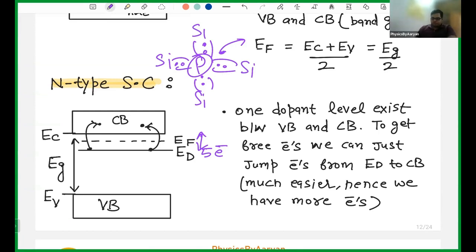So now you have two ways to make the free electrons. One way is that you can break the bond and remove this electron. These electrons are bonded, which means they are in the valence band. So if you break the bond, you bring this electron from here to here. The second way is that you have the fifth electron. That fifth electron is already almost free because it is not bonded. So you need a very small energy to make it free.